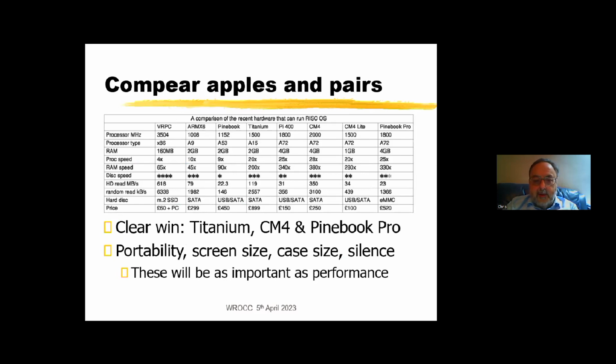And there's a clear win for the Titanium, the Compute Module 4, and the Pinebook Pro. But there are other aspects that are much more likely to influence choice, like whether it's a portable computer or not, what screen size it can drive, how big the case is, and how loud the machine is, which are equally valid concerns. And of course, price, because the price variation is quite significant. The Raspberry Pi is a very low price point, and it's quite difficult to compete with.